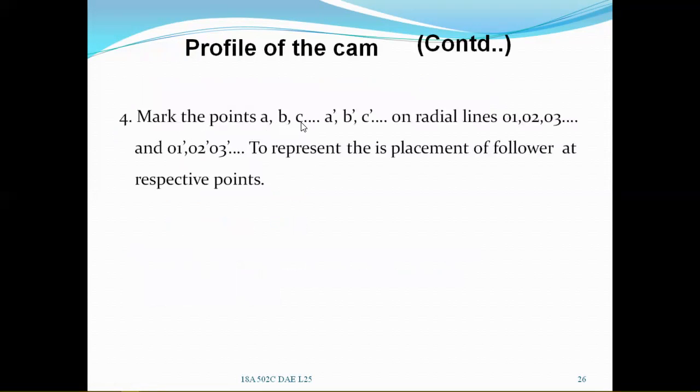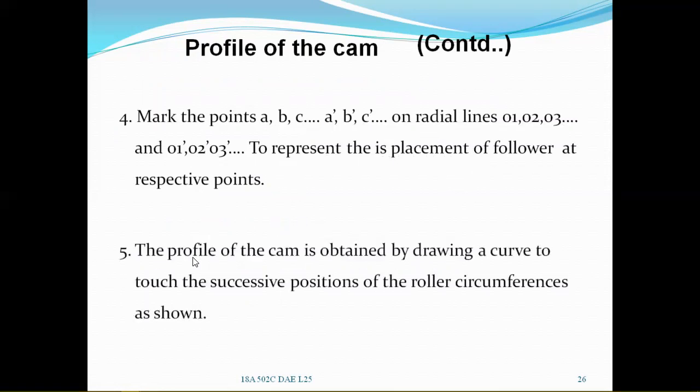And mark the points A, B, C, D and A dash, B dash, C dash, D dash on radial lines O1, O2, O3 and O1 dash, O2 dash, O3 dash, etc. to represent the displacement of the follower at respective points. And the profile of the cam is obtained by drawing a curve to touch the successive positions of the roller circumferences as shown here. So with this, you can complete both the displacement diagram and the cam profile for the roller follower moving with uniform velocity.